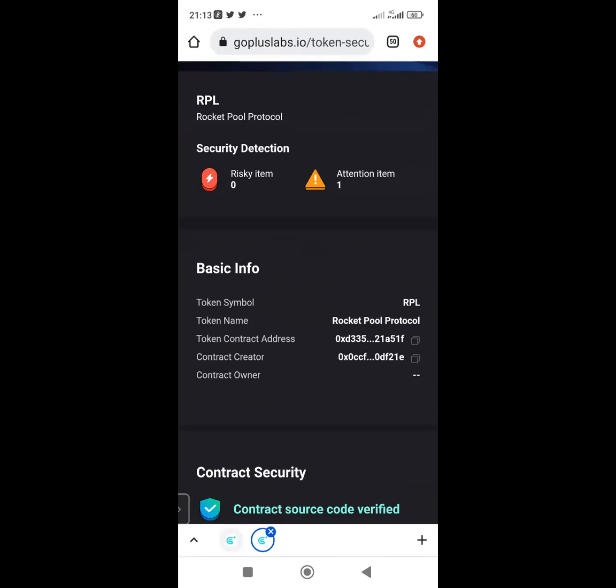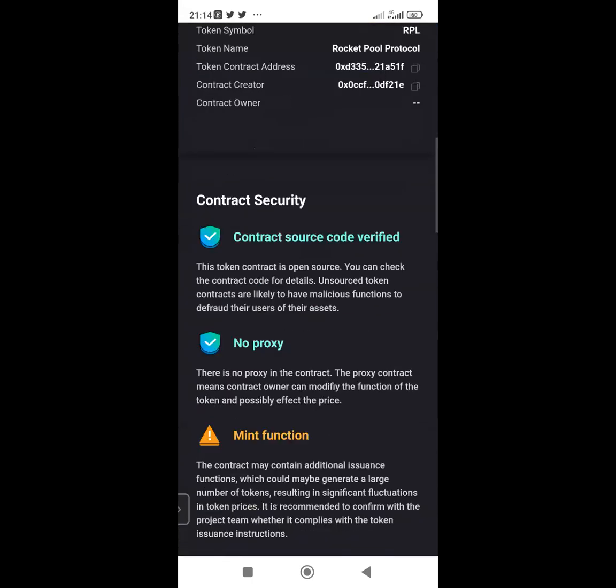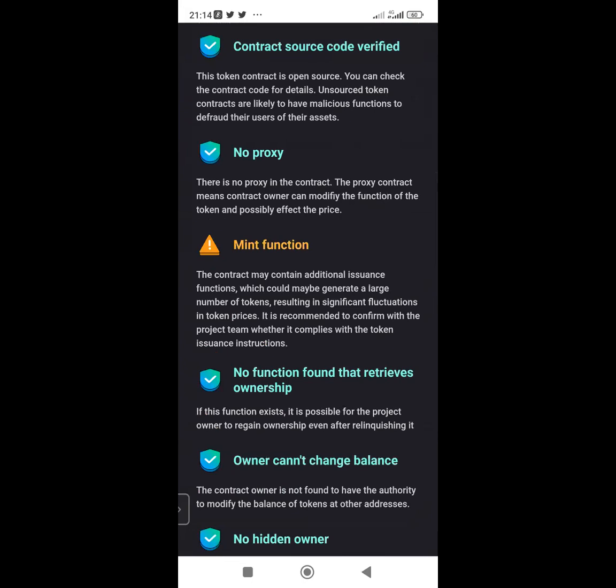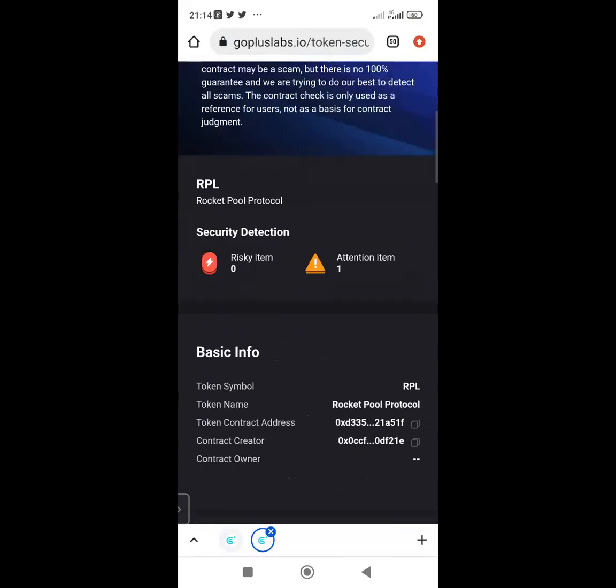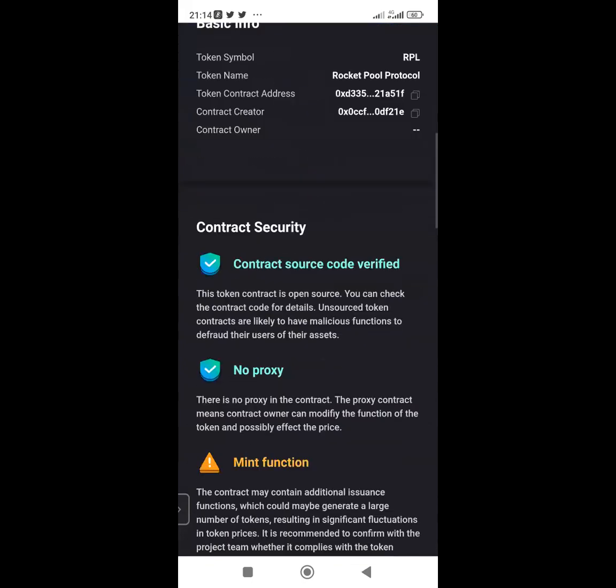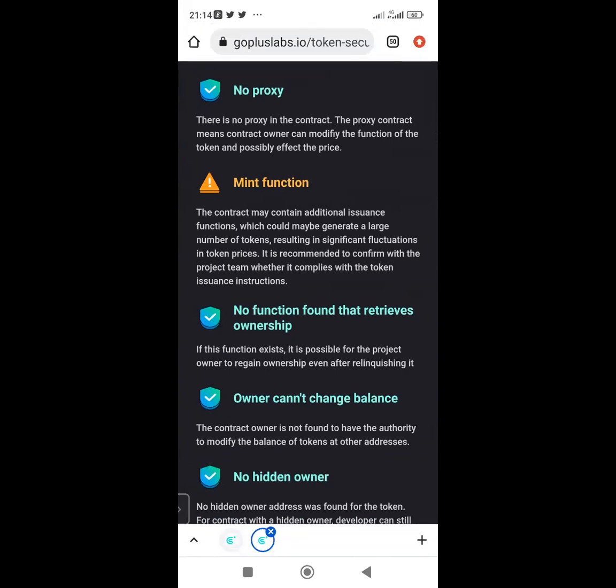Okay. It's not a very bad coin. It's been there for a while, but they have a mint function. You can see, attention, mint function. The contract contains an additional issuance function, which could generate a large number of tokens, resulting in significant fluctuation of token price. It is recommended to confirm with the project team whether it complies with the token issuance instructions.